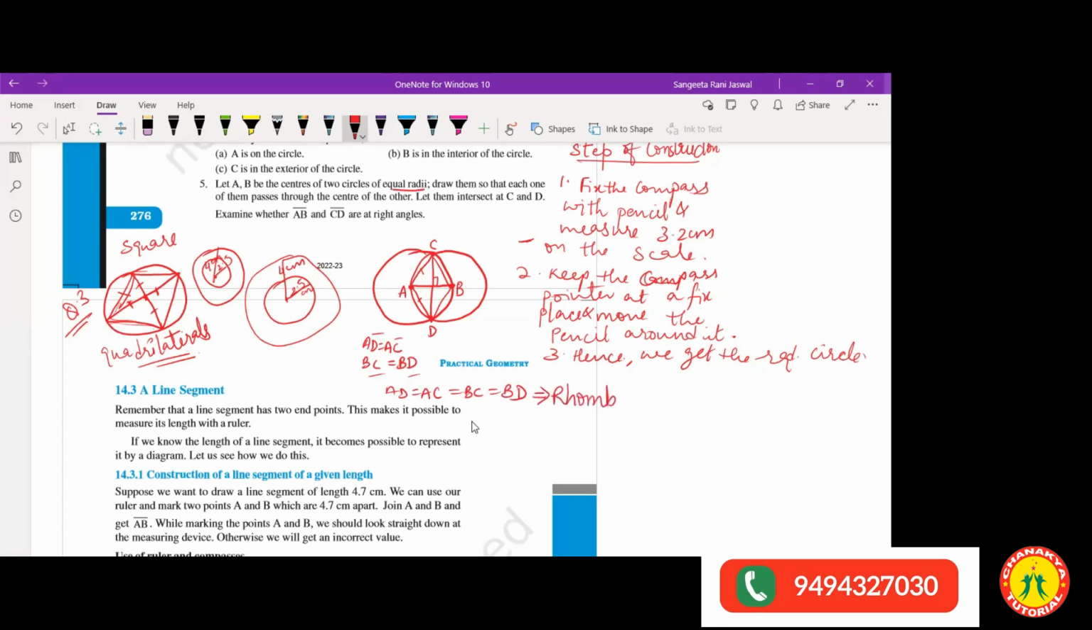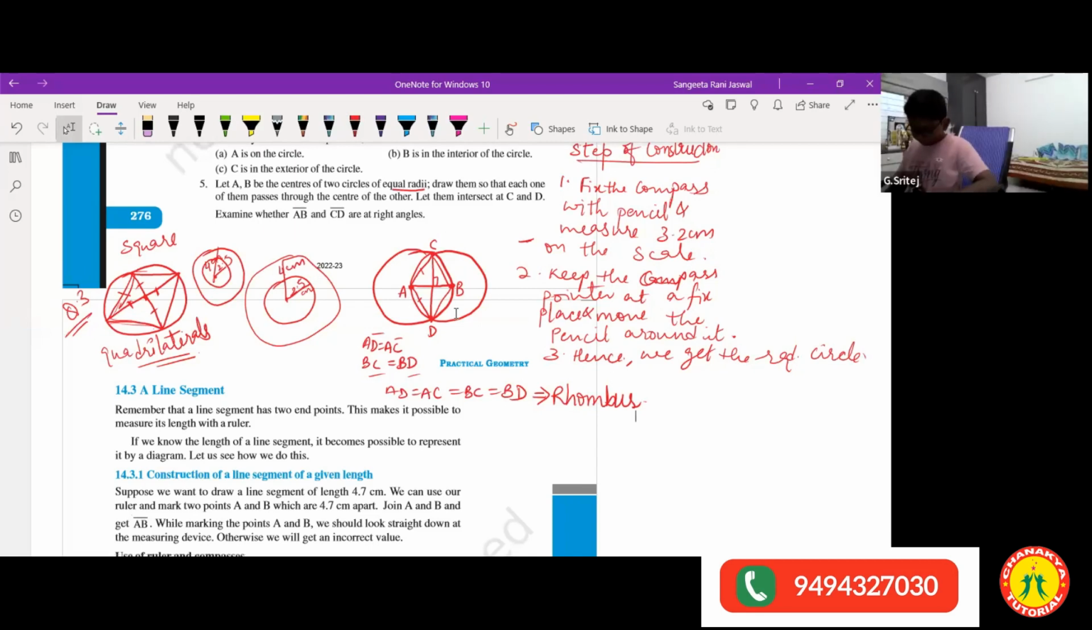Are you understanding? Yes, ma'am. This figure is a rhombus because of the properties it's showing. I hope you have understood this. Yes, ma'am. Okay.